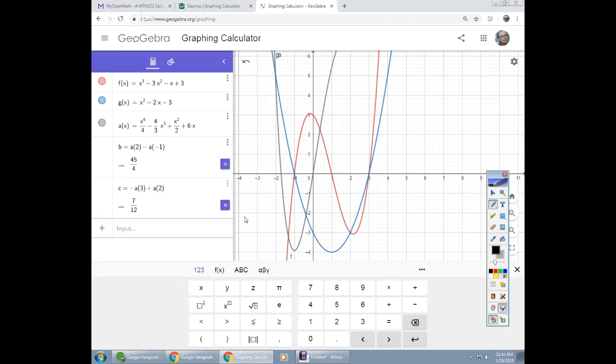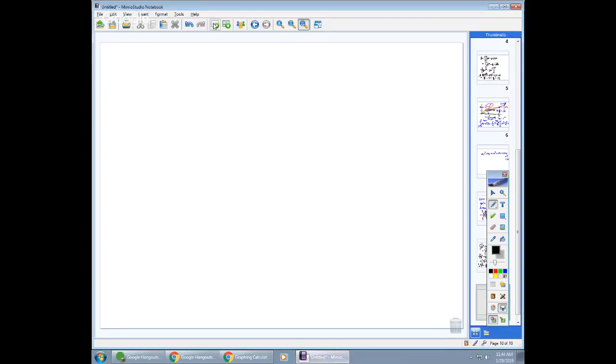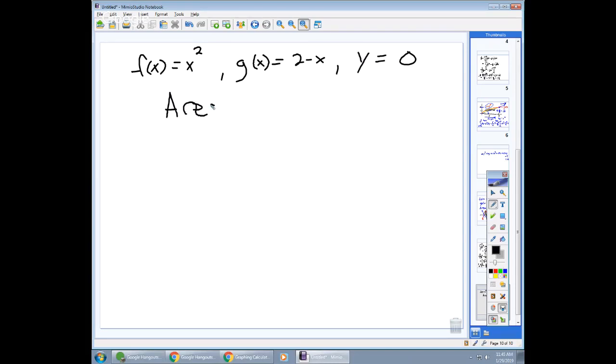All right, another cute problem. New page. Function f of x equals x squared. G of x equals 2 minus x. And y equals 0. I want the area contained.